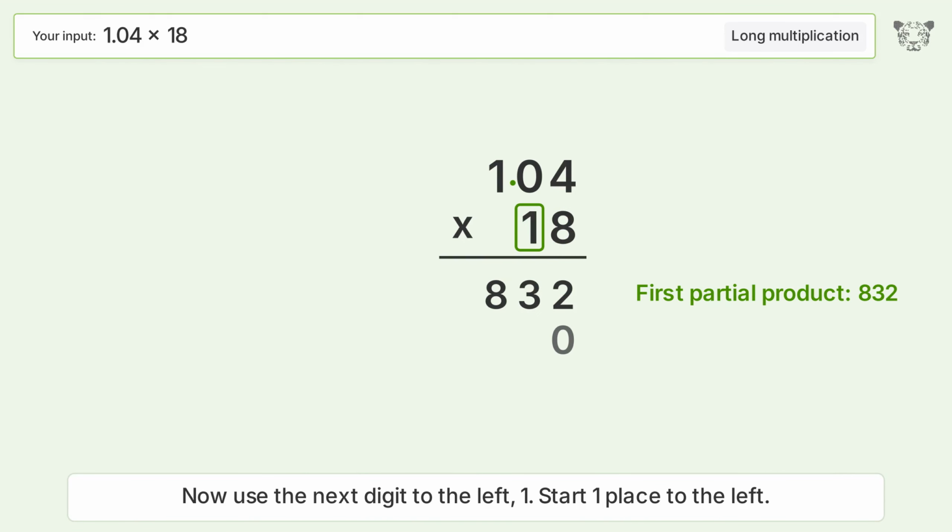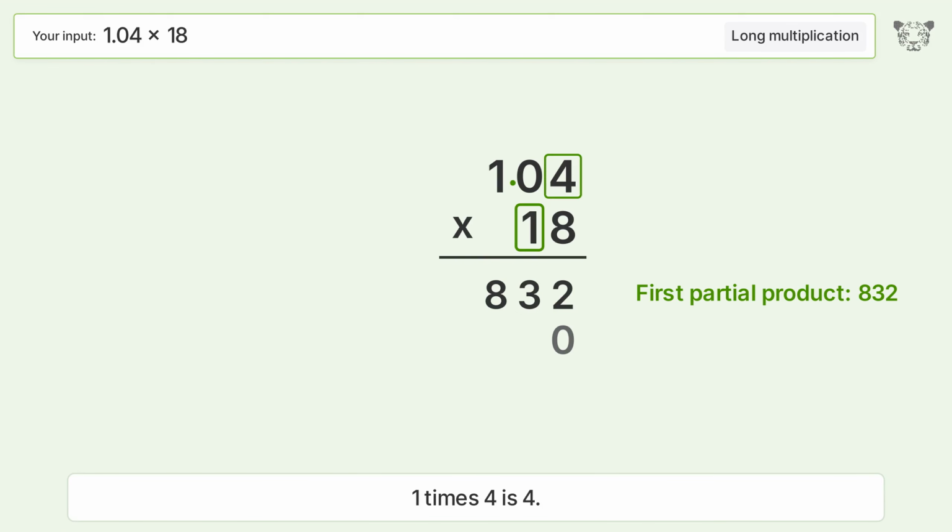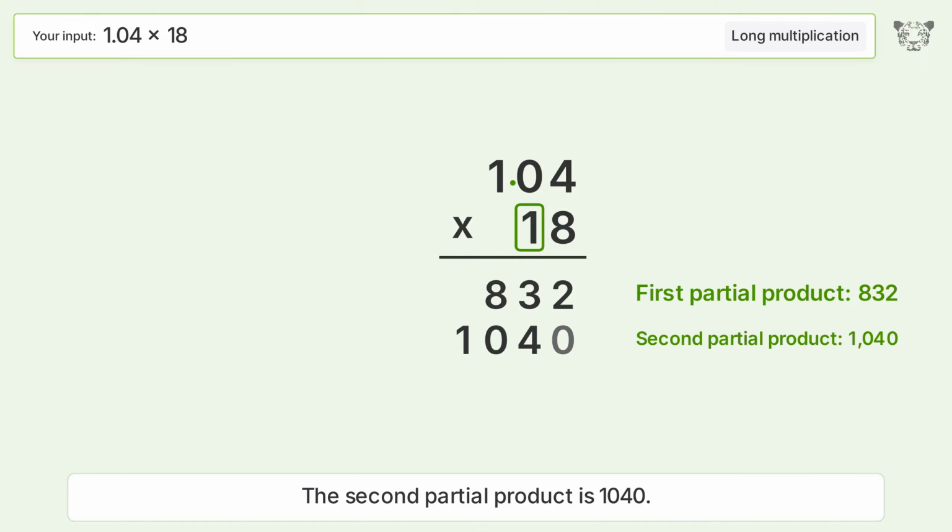Now use the next digit to the left, 1. Start one place to the left. 1 times 4 is 4. 1 times 0 is 0. 1 times 1 is 1. The second partial product is 1040.